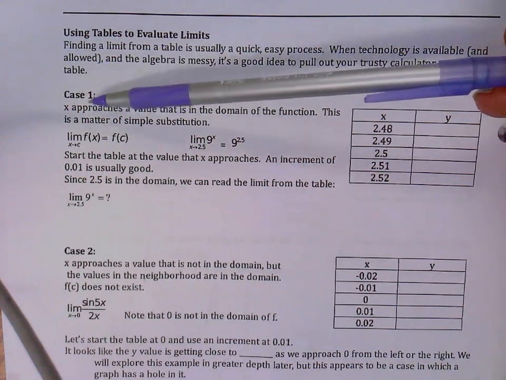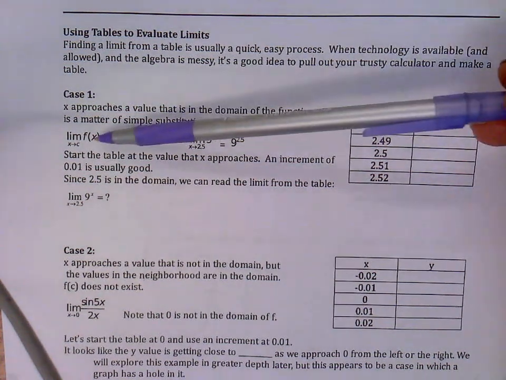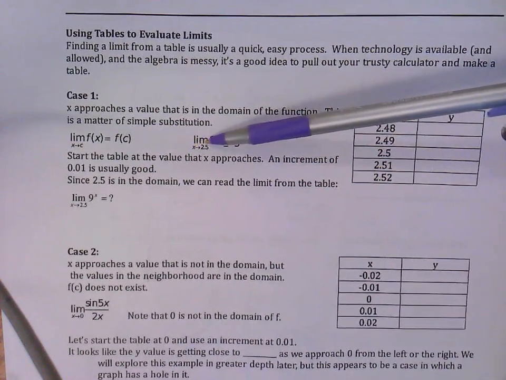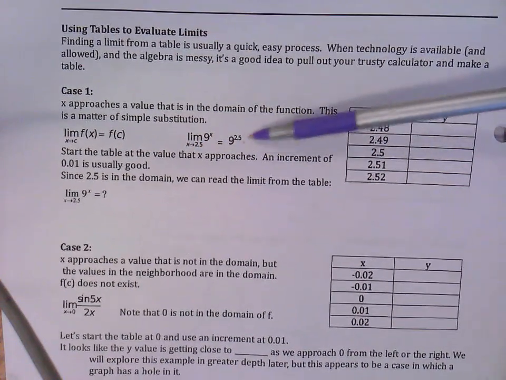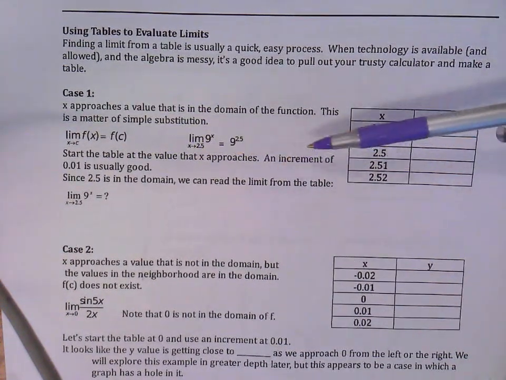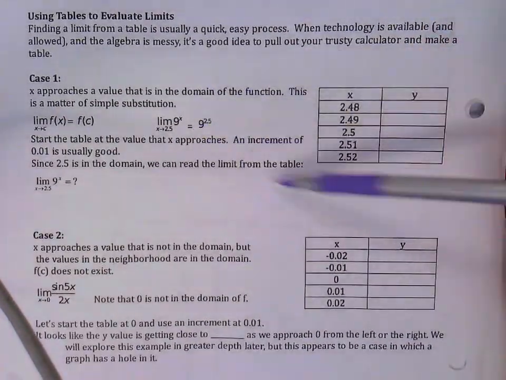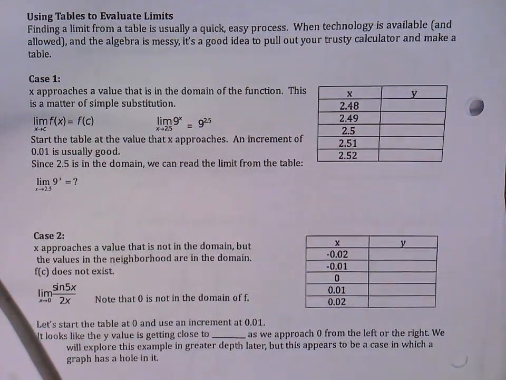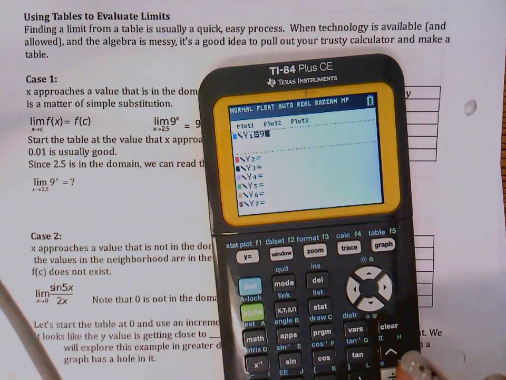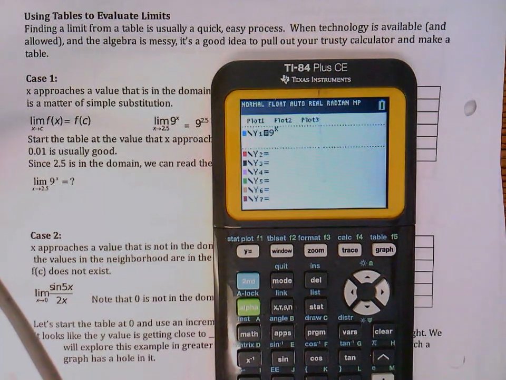Case 1: x approaches a value that's in the domain of the function. It's just substitution. So if you wanted to find the limit, for example, of 9 to the x as x approaches 2.5, just plug in 2.5. It says start the table at the value that x approaches, and an increment of 0.01 is usually good enough. So we're just going to practice with a table before we have to use it to find an unknown value. In your y equals menu, put in 9 to the x power. Just make sure you know how to type in a function and get to the table.